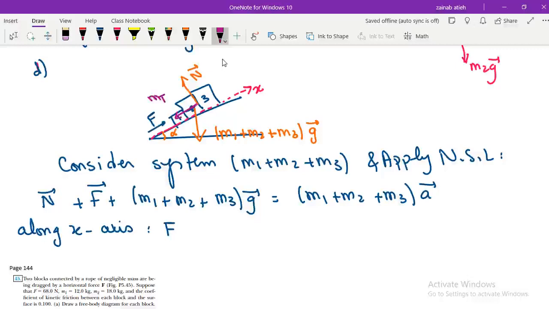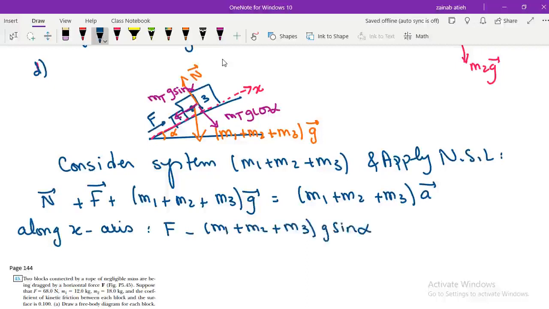Here, at m total, m1 plus m2 plus m3, g sine alpha. I will write it as m total because of the space. And if I'm going to decompose or project the weight along the y-axis, it will be m total g cosine alpha. I won't need it, but I'm just projecting it for you. So as you can see, along the x-axis I have F and a component of the weight, which is m total g sine alpha. So it's minus m1 plus m2 plus m3 g sine alpha. This is equal to m1 plus m2 plus m3 times a.